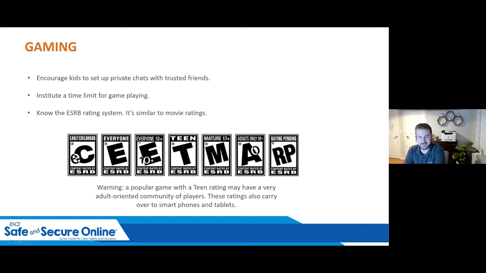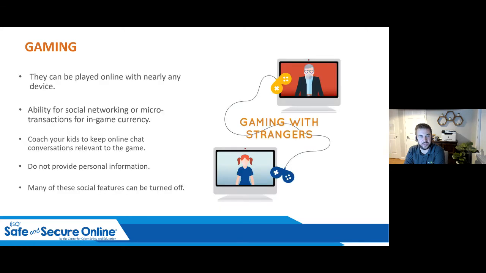Back to some of these ratings, since I happen to have the slide right here. Early childhood, E is for everyone 10 plus, T is for teen, M is for mature over 17, A is adults only over 18, and RP, I don't think I've ever actually seen that in practice. But yeah, the ratings on games are a pretty good gauge of what to expect in there. And there is obviously some responsibility in making sure you understand the game and the kid and what they can handle.